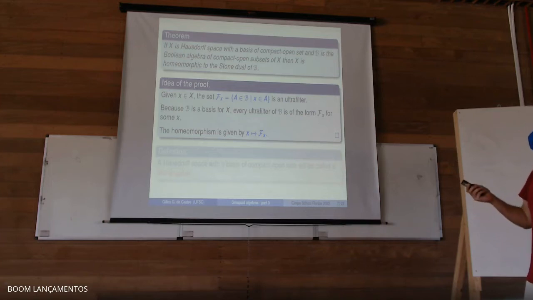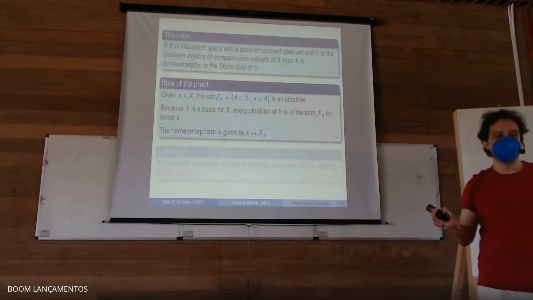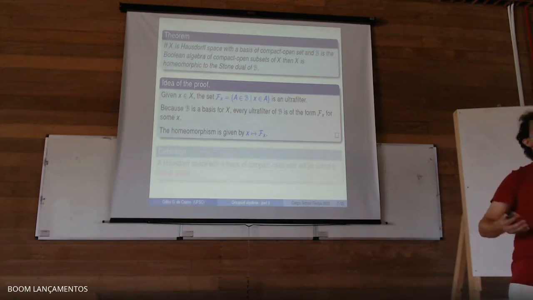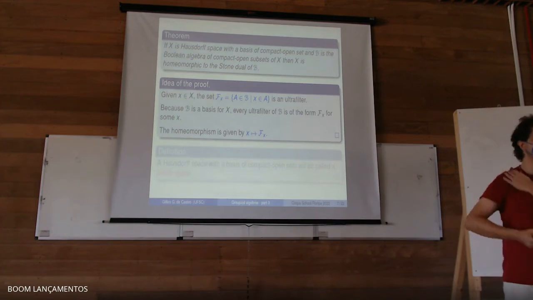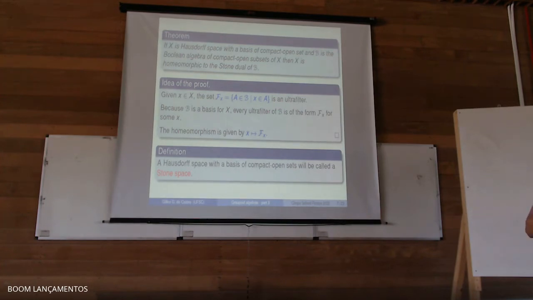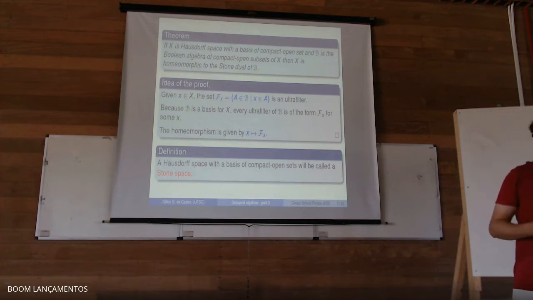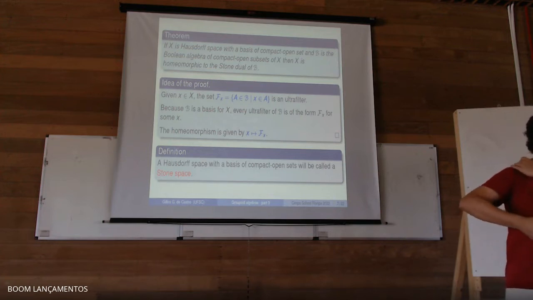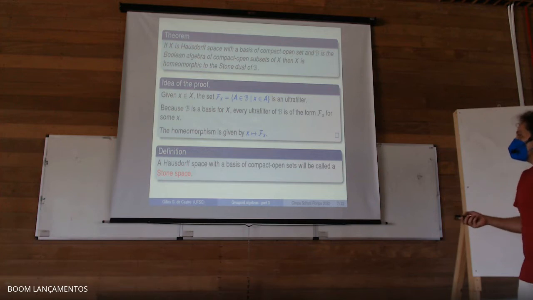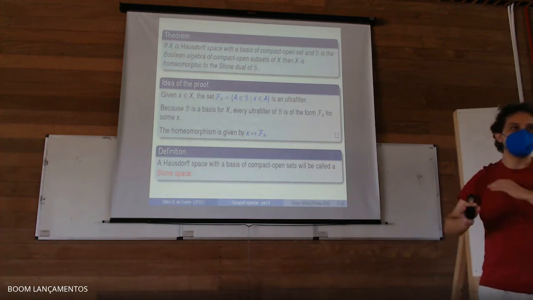This is the kind of space that we worked with when defining the Steinberg algebra. We wanted the unit space of the groupoid to be a Hausdorff space with a base of compact open sets, and this kind of space we're going to call a Stone space. So it's just a Hausdorff space with a base of compact open sets. There are other characterizations: a locally compact Hausdorff space which is totally disconnected, or a locally compact Hausdorff space which is zero-dimensional. But I think the easiest way of describing it is that the space has a base of compact open sets. Okay, so this is a bit on topology and Boolean algebras.